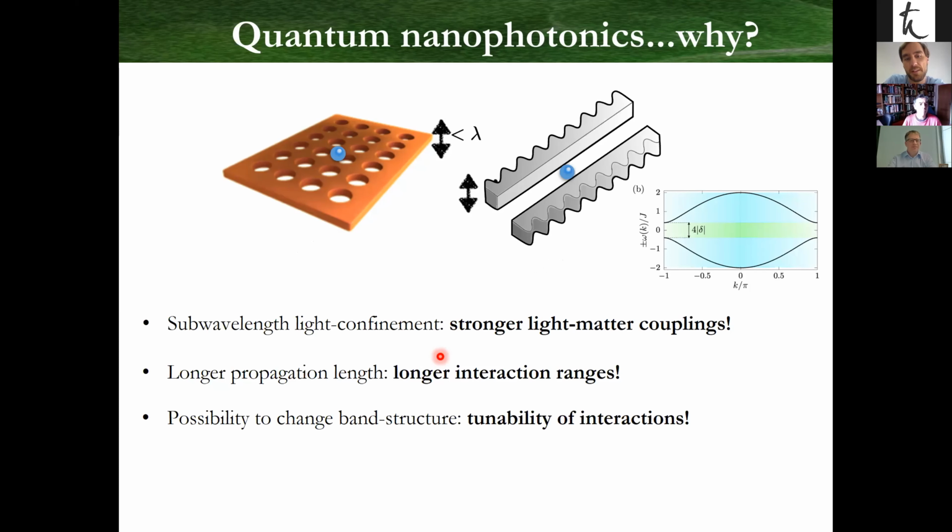But also, last but not least, the possibility of patterning the structure by designing different holes or putting different geometries basically allows you to tune the band structure. And as Arno was pointing out, you can change the propagation of the photons by changing the band structure, and this will eventually translate into different types of atom-atom interactions. So these are the effects that I want to exploit for this talk, and in particular explain what happens when this band structure has a non-trivial topology.